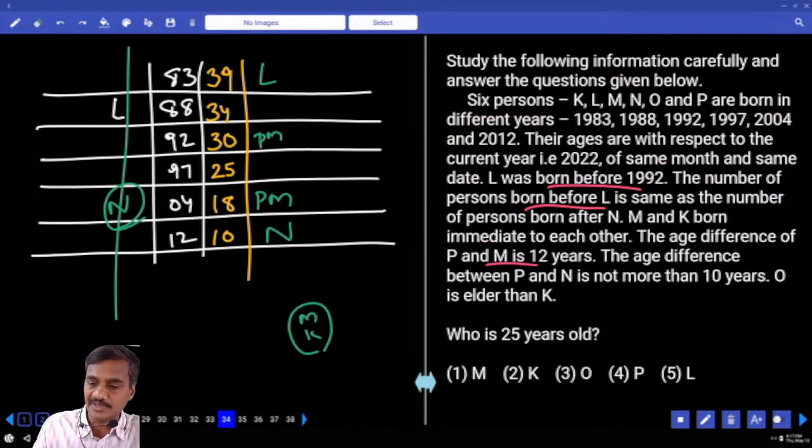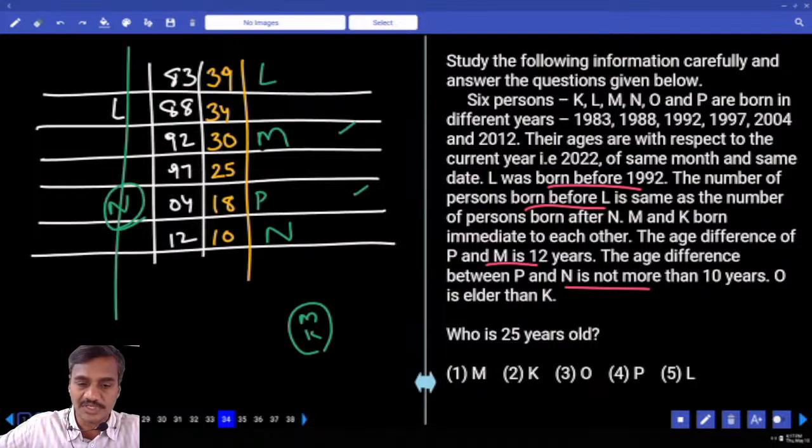Isn't it? And so P and M, and the age difference of P and N is not more than 10. So P is here. It must be 10 or lesser than 10. And next here it must be N. Must have been not more than 10. If P is here, the difference between these two is 20. And if P is here, the difference between these two is only 8.